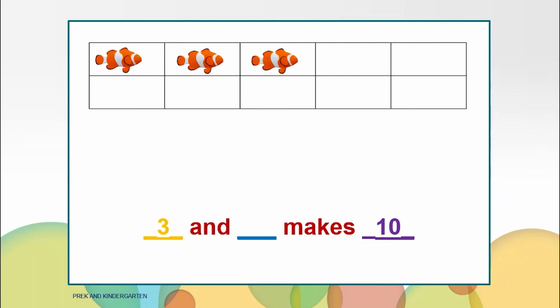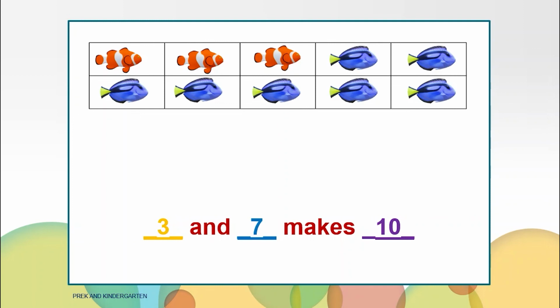Now if we put 3 orange fish, how many blue fish will we need to have in order to make 10? How do you know? Right, 7 blue fish. 3 orange fish and 7 blue fish makes 10 fish in the fish pond.